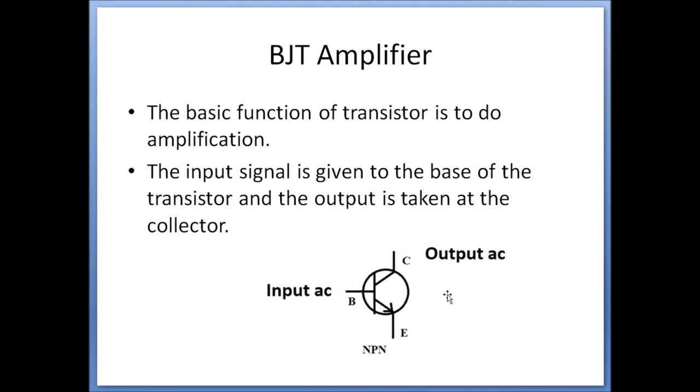Next, what exactly is a BJT amplifier? The basic function of a transistor is to do amplification, that we all know. The input signal is given to the base of the transistor, and the output is taken at the collector. Generally, in the case of an NPN or PNP transistor, the input is always given to the base terminal and the output is always taken at the collector terminal.